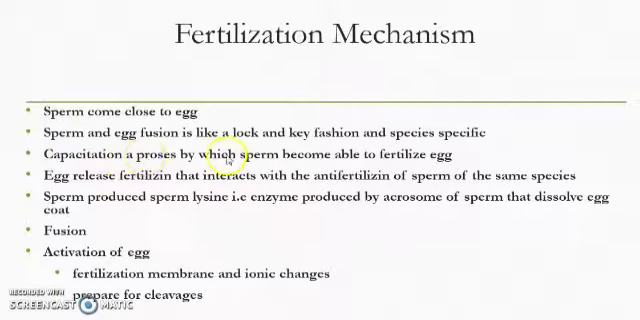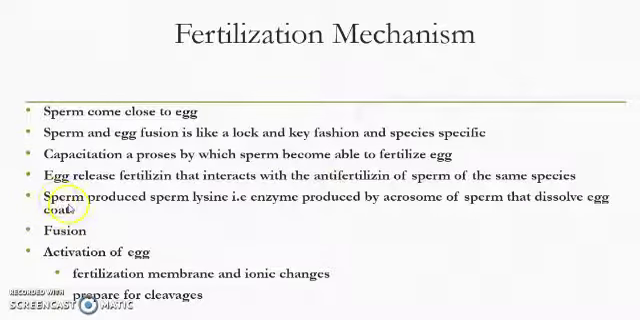Capacitation is the process in which the sperm become able to fertilize an egg. It gains all the properties to fertilize an egg. And the egg releases a chemical which is called fertilizin. This activates the antifertilizin which is released by the sperm of the same species. These fertilizin and antifertilizin reactions help to recognize the sperm and egg.